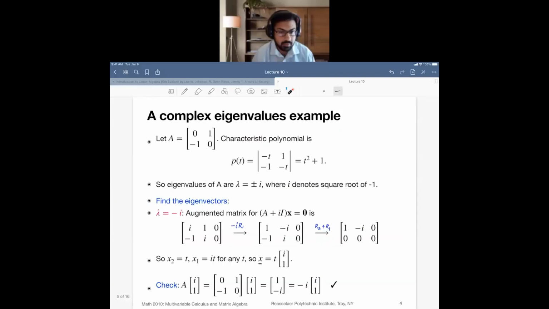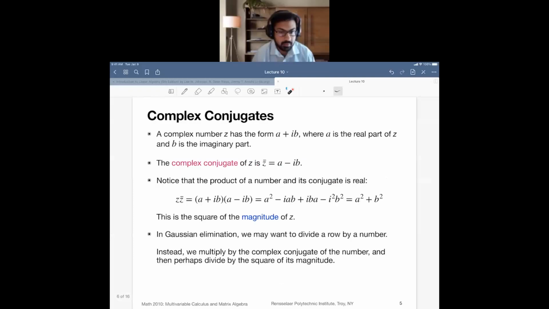All right, let's move on here. Now, complex conjugate. If you are not familiar with what a complex conjugate is, it is simply negating the imaginary part of the complex number. So if a complex number z has this particular form, a plus ib, right? In the complex plane, you can take a look at this.